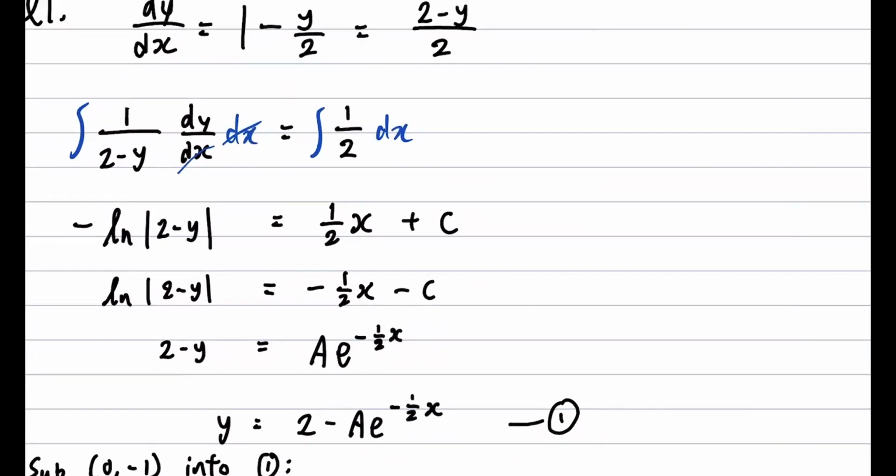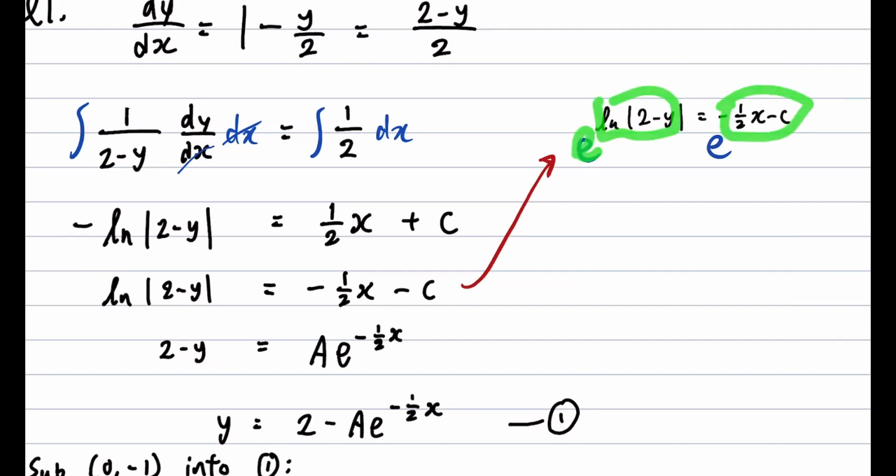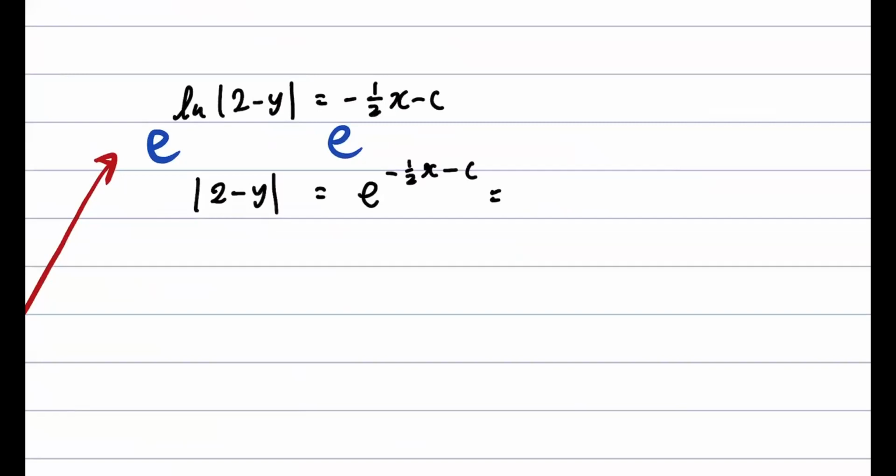Let me show you some working. Whenever you have a ln, you bring it over, it's really just e to the power. Or in other words, ln of modulus 2 minus y equals -1/2 x minus c. You can take e to the power of both sides. What happens when you have e to the ln? They cancel off. Yes, exactly. You're just left with modulus 2 minus y, which is e to the power of -1/2 x minus c. But if you remember your exponential rules from A Maths, it's e to the power of -1/2 x times e to the power of -c.